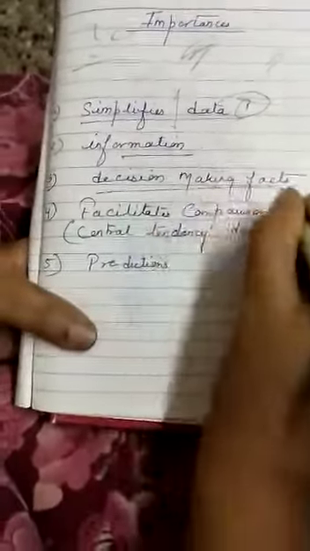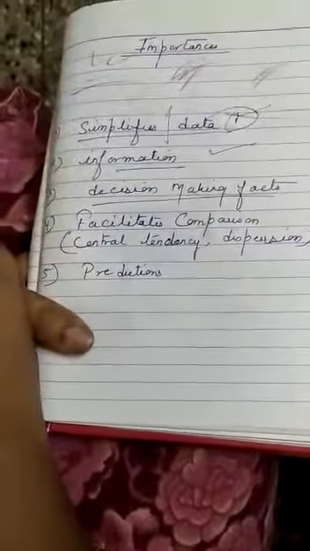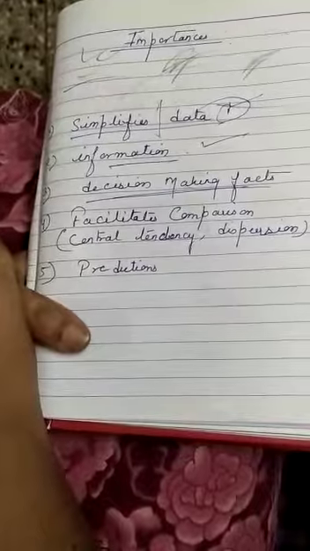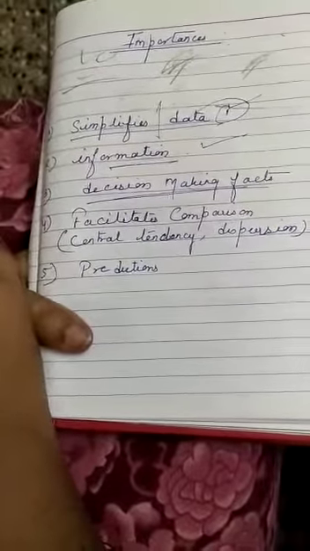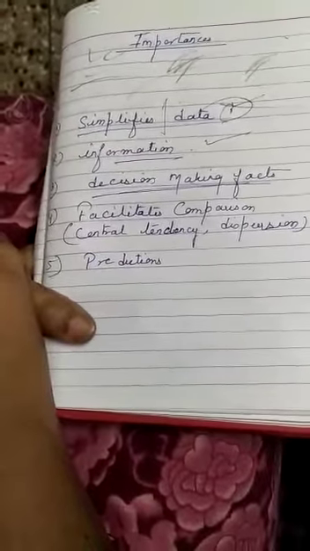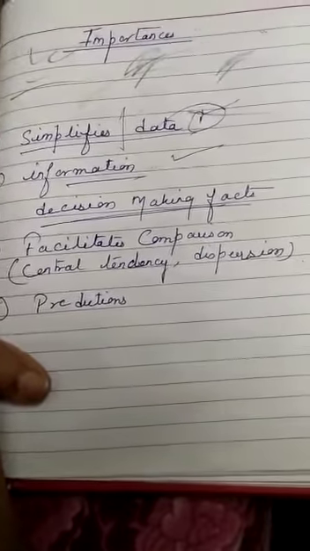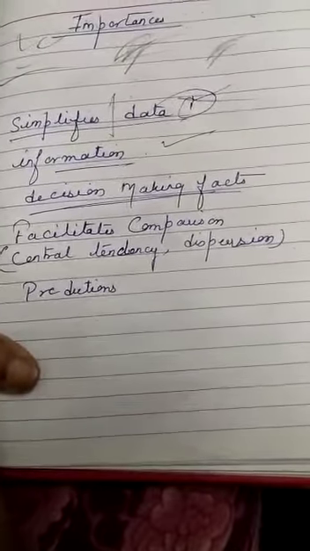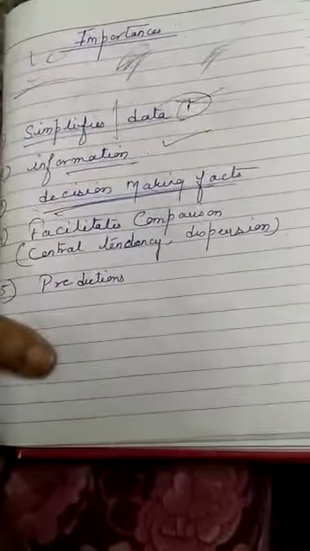Next, decision making facts. After simplifying the data and getting the information, what are we doing? We are making decision making facts. See again the same example of COVID. Every time we are given the statistics, this much is increasing, this much is decreasing, the lockdown period is getting extended because of this statistics, and the government's preventive measures are taken due to this statistics. So all these decision making facts are based on statistics.